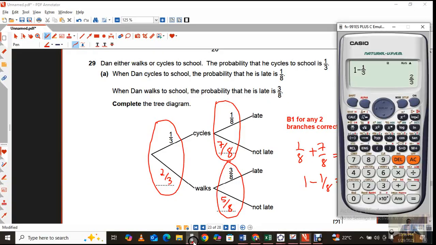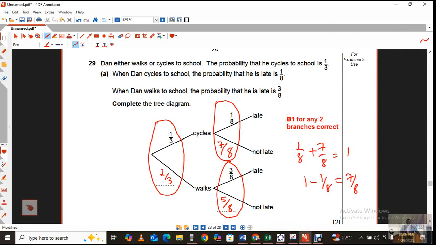Or you can look at your calculator, you say, okay, 1 minus 3 over 8, and I have got 5 over 8. Avoid working with decimals now, okay? It will just make your work a bit easier, but it's not going to be wrong. You get B1, 1 mark for any 2 correct branches, okay? So that's how you are going to be given a mark there.